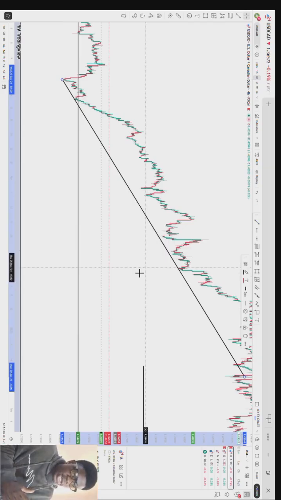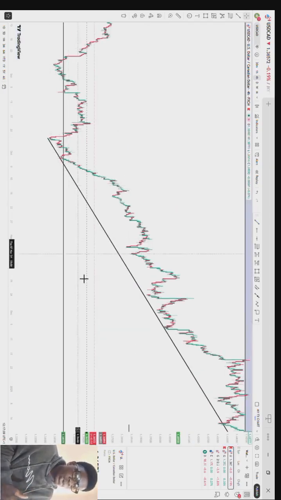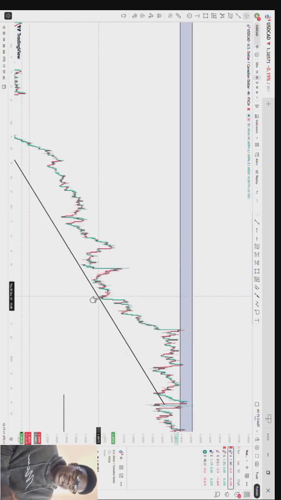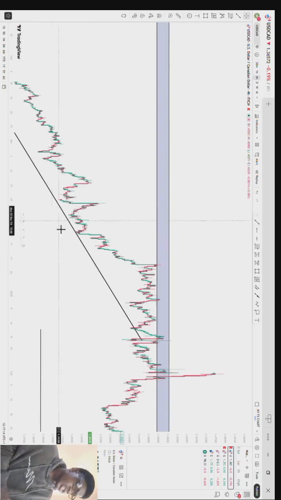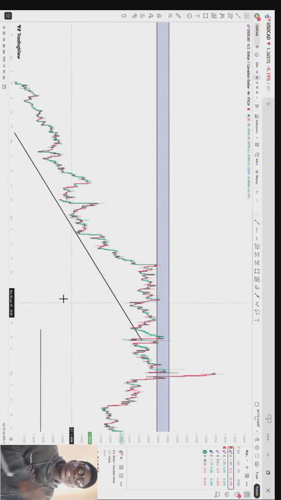See, that's the first touch. This is the second touch. The market came all the way here to make a third touch of the trend line. You can see what the market did. It pushed all the way to the upside before it started consolidating from there. It's a clear case of an uptrend.